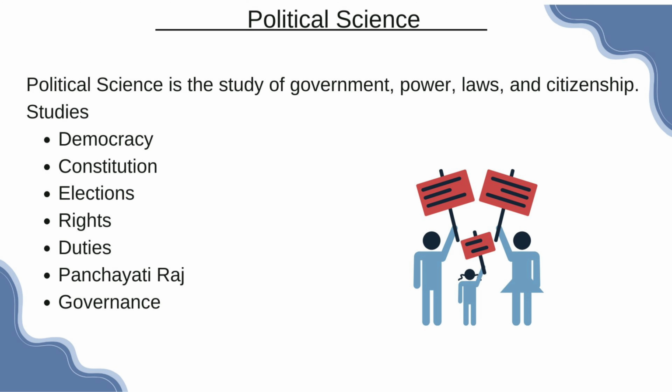Democracy. India is known as the world's largest democracy, but what does democracy actually mean? It means government of the people, by the people, for the people. Citizens choose their representatives through free and fair elections.